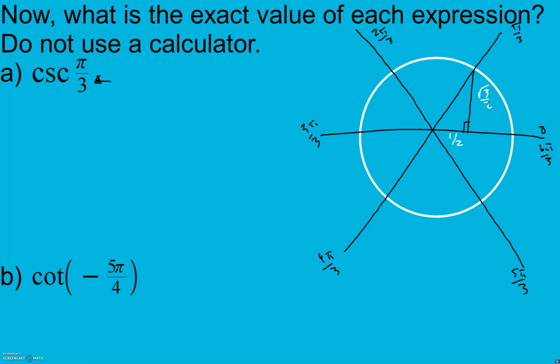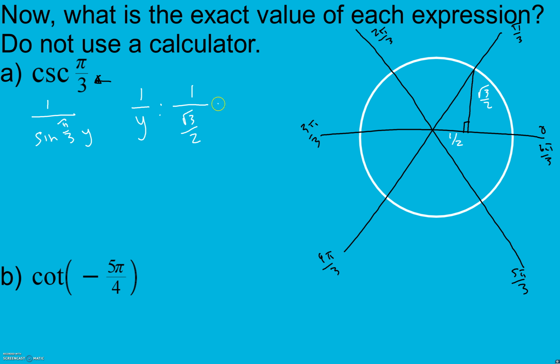Cosecant is the reciprocal of sine, so this is actually 1 over sine of pi over 3. So, sine is y, so I'm going to have 1 over y. Y value here is square root of 3 over 2.